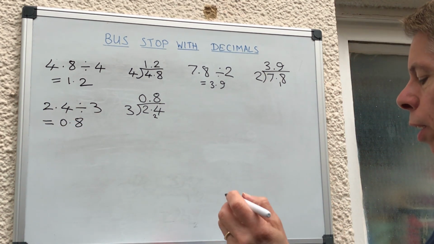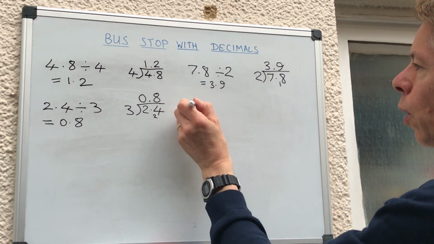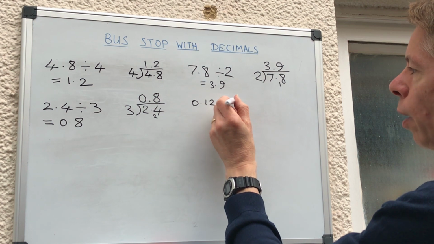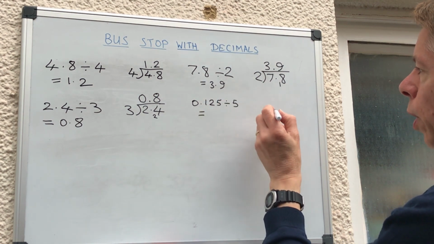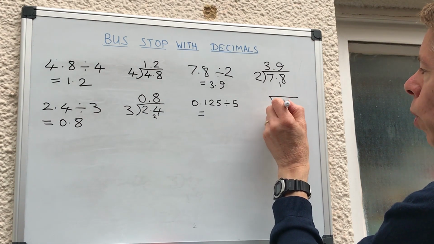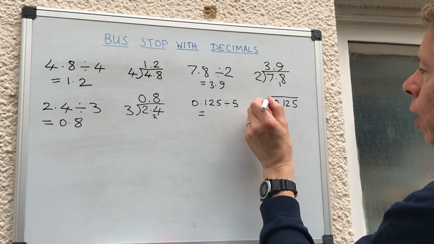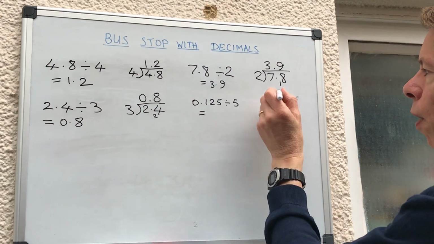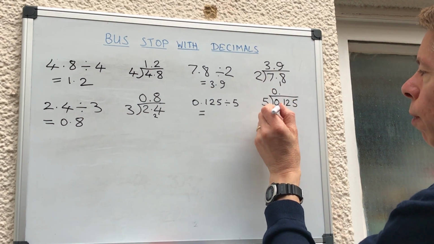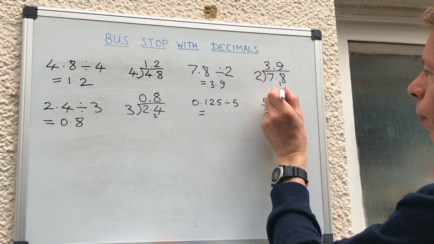Okay, next question we're going to do is 0.125 divided by 5. So what we do is do our bus shelter. 0.125. How many 5's go into that? How many 5's in 0? There aren't any. Write your decimal point level. How many 5's in 1?